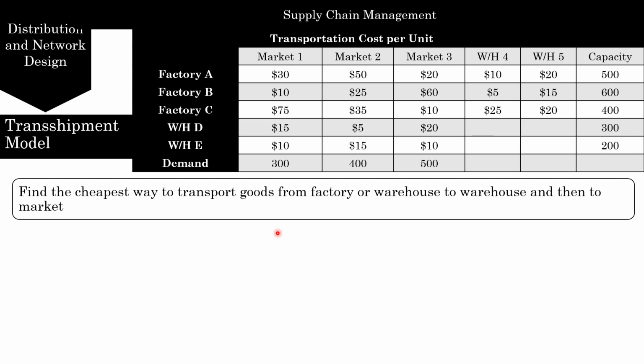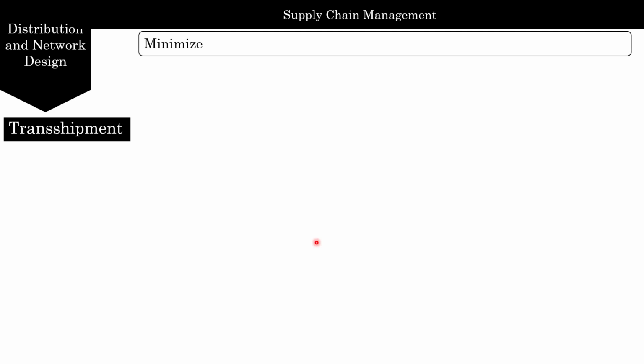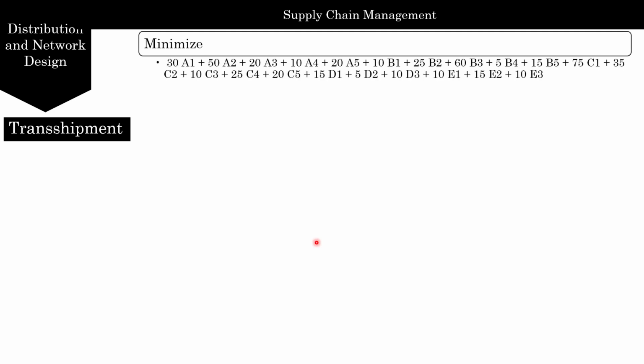Okay, so we need to find the cheapest way to transport the goods from factory directly to the market or from factory to warehouse and then to market. So here are the units. We have A1 all the way to A5, right? So A1 to market 1, market 2, market 3, warehouse 4 and 5. That's given. B1 to B5, C1 to C5. Now with D, you have only D1, 2, and 3 because for 4 and 5, there are no units to be transported there. So here we minimize the costs. As you can see, we multiply the costs times the values.